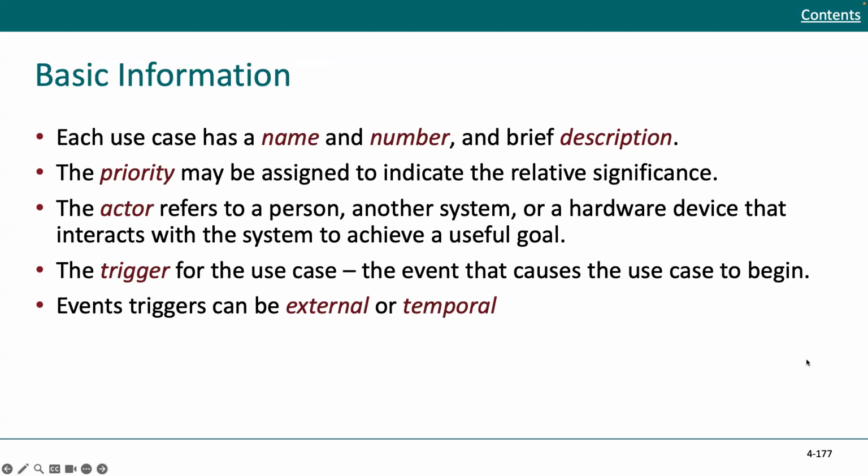So here is some basic information that we have in a use case. And so it has a name, it has a number, and a brief description. It has a priority that can be assigned to indicate the relative significance of one use case versus another. The actor refers to the person, another system or hardware device that interacts with the system to achieve a goal. So the actor does X. The trigger for the use case is the event that causes the use case to begin. And event triggers can be either externally triggered or temporally triggered.